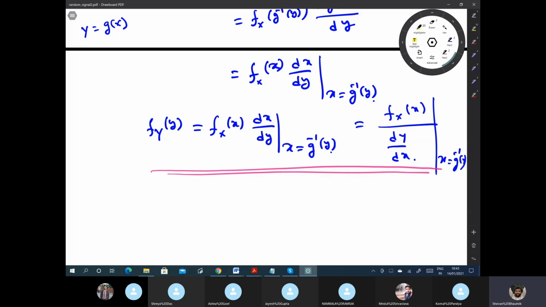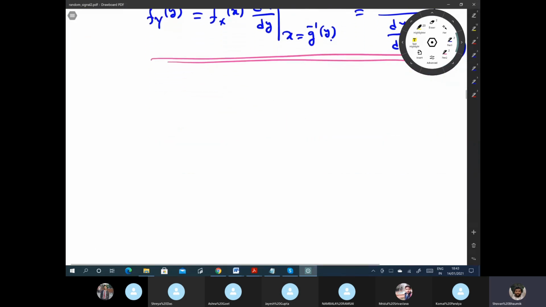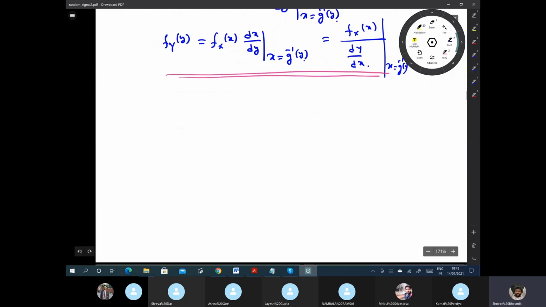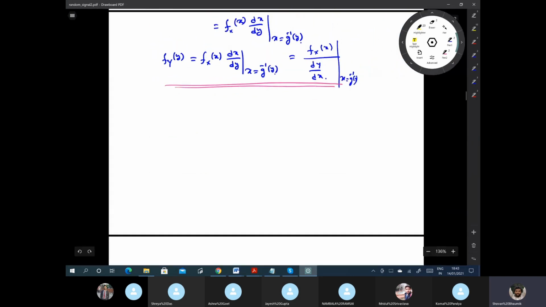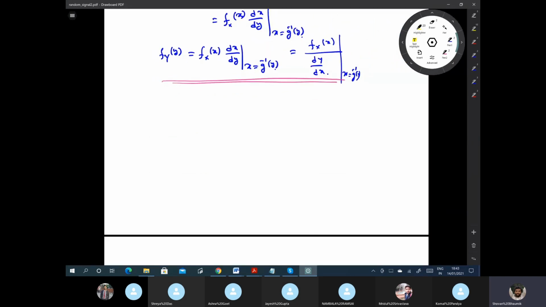Okay, now another important example I'll give. That is also a very important example. So everybody understands, right, the derivation?